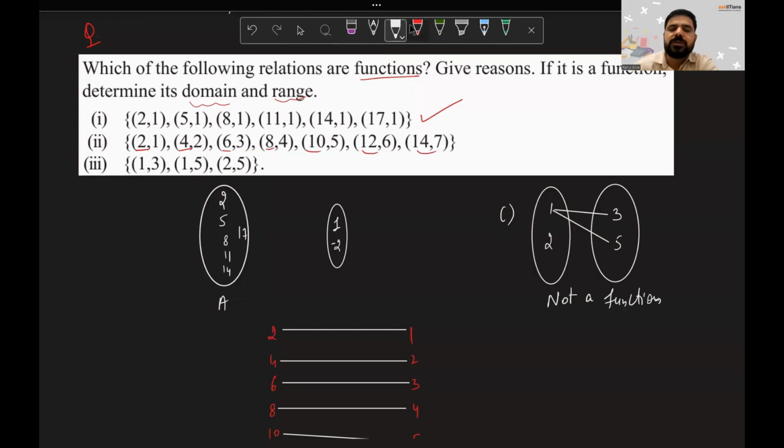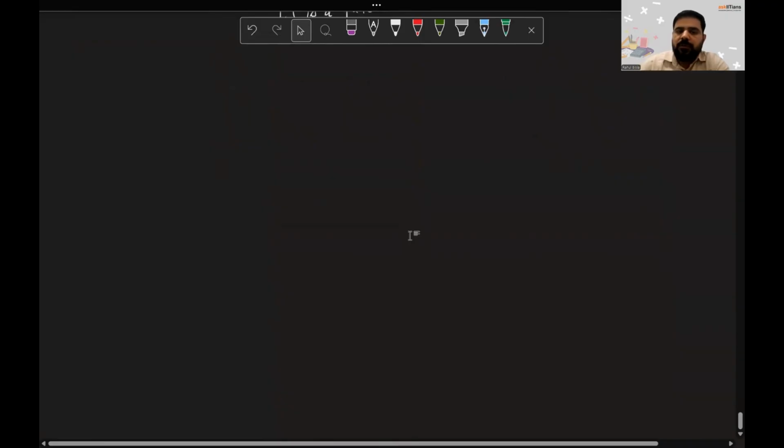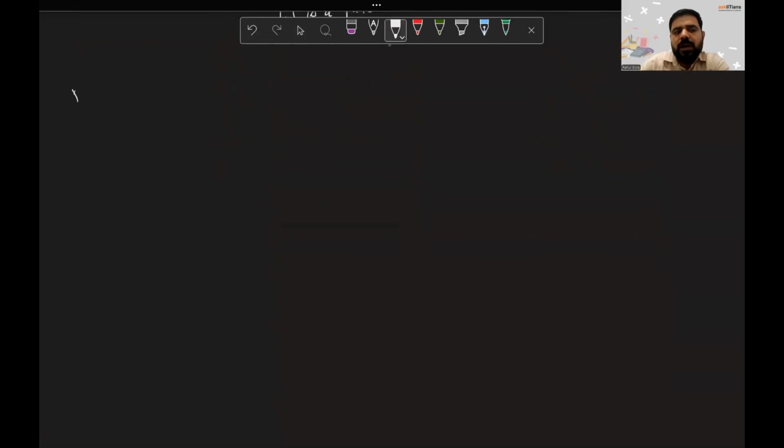The first two were functions. This is not a function. So just by looking at the ordered pairs, we will be able to comment on whether this is a function or not. That's one of the things we have defined till now. There is another method to figure out whether a given graph is a function or not, and that method is known as the vertical line test.